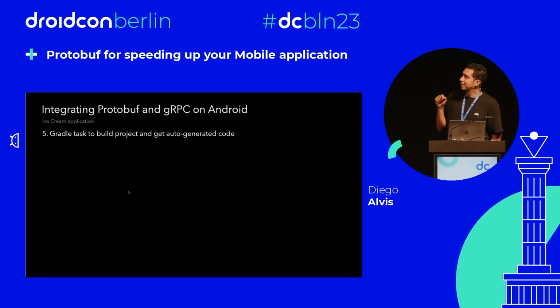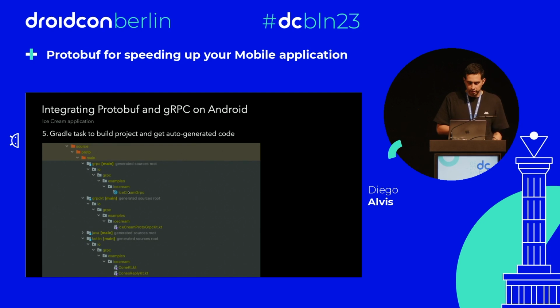After this, we're going to run the Gradle task that will generate the code. After that, you're going to see something like this, right? So you're going to have IceCreamGrpc, ConeReply, and all these classes that, as I explained before, you don't have to write manually. They are all for you, ready to be used.